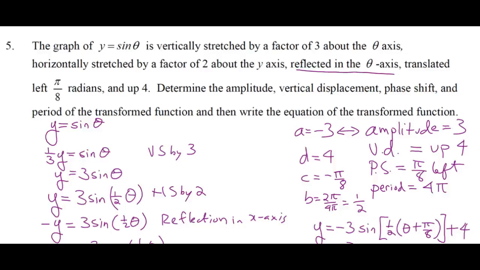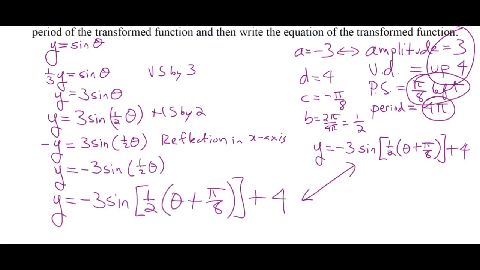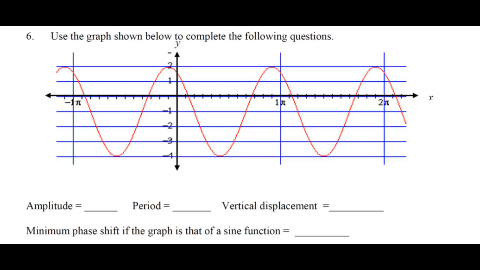Is reflected in the theta axis. They would have to somehow say that, right? And then they would have to say the left pi over 8 and up 4, right? But instead of being given necessarily this, they could also say the period is this, right? Has a period of 4 pi. Okay, so you could have been given this information, something that leads you to get this, just give you the max and the min. From that, you could get these two guys. Okay, so that's a possibility.